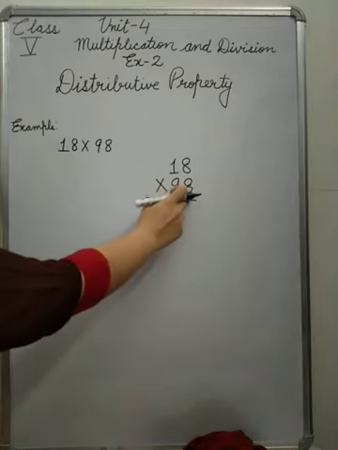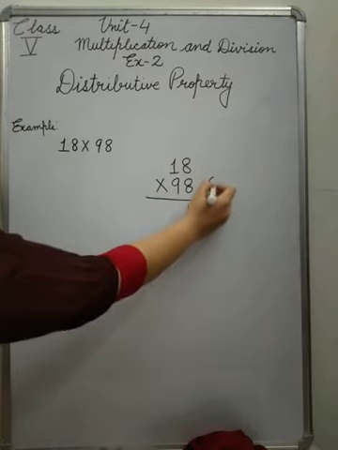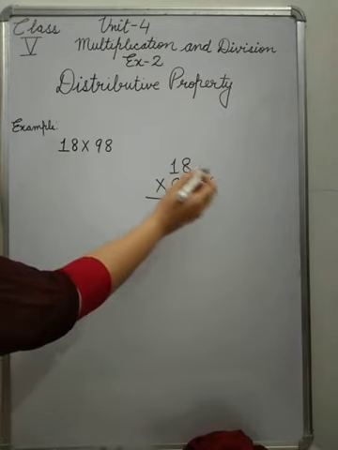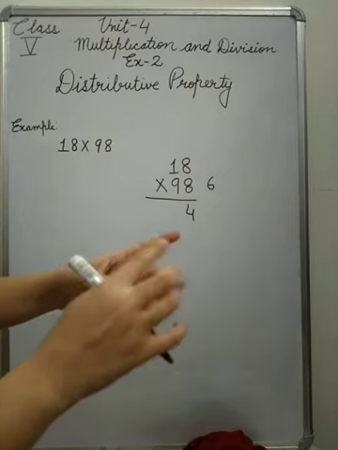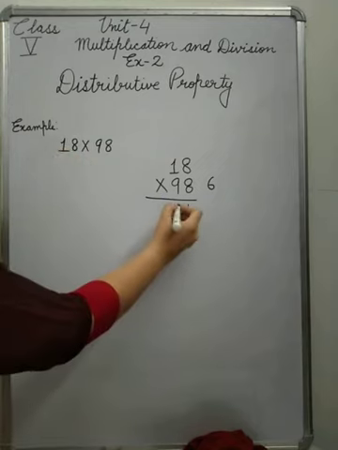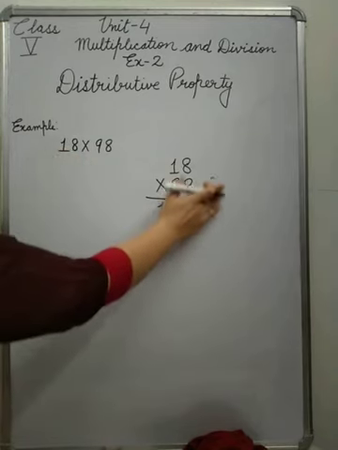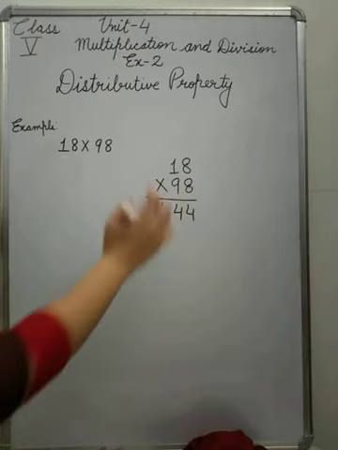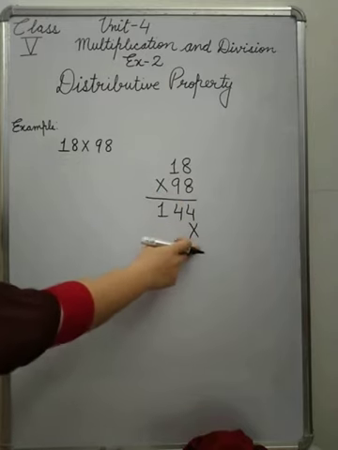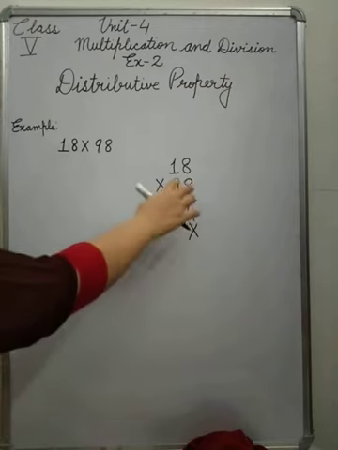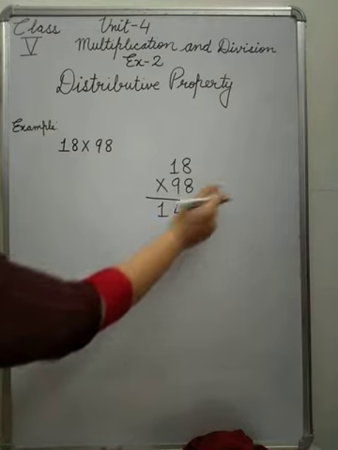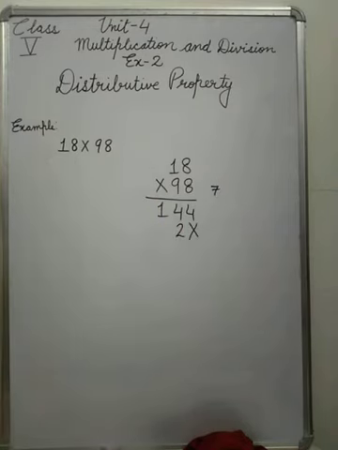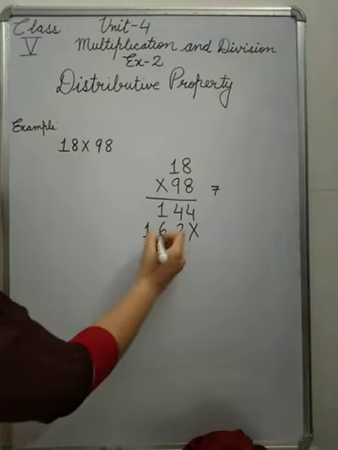This method you know. 8 8s are 64. Okay, now 8 1s are 8, plus 6, what will it be? 14. So here write 14. Okay, now this is finished. 9 8s, firstly you put a cross here, the multiplication sign. 9 8s are 72. 2 here, 7 carry. 9 1s are 9 plus 7, that will be 16. So now place 16 here.